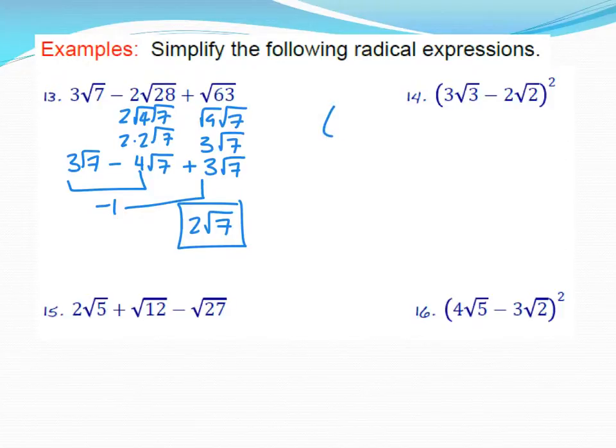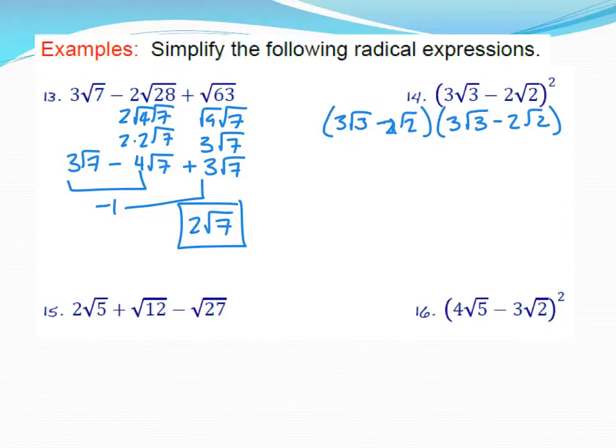Well, it means I'm going to take whatever's inside, 3 radical 3 minus 2 radical 2. Those 2's were nasty, I apologize. And I'm going to take that and multiply it by itself: 3 radical 3 minus 2 radical 2. Wow. Okay, now what am I going to do here?